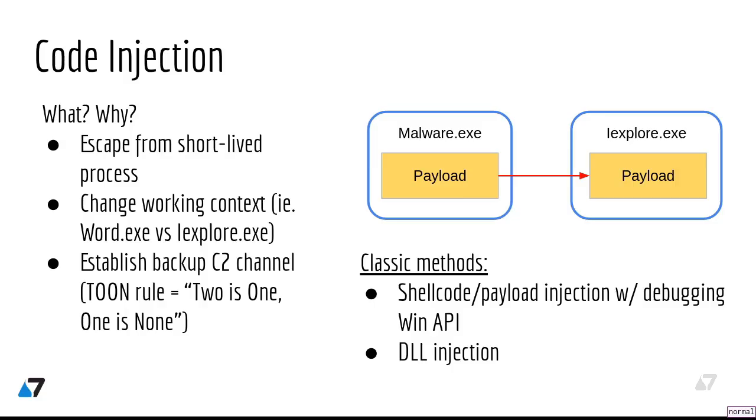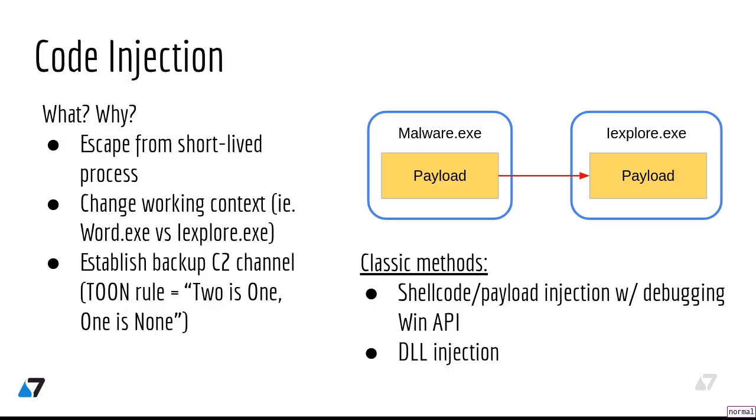Either it's a dropper from a phishing attack or a Trojan you managed to deliver to your victim, or it can be anything running your code. Okay, and for some reason you might want to run your payload in a different process. Now, what are those reasons?